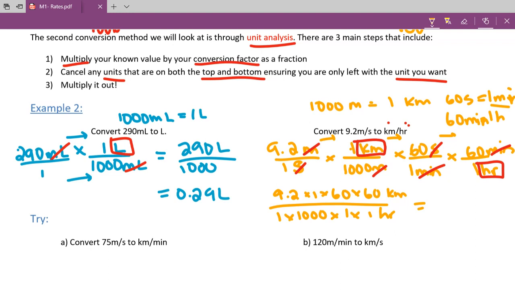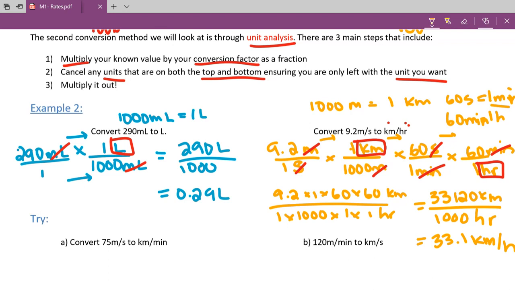When I multiply those all together, I get 33,120 kilometers for every 1,000 hours that passes, and that's a very long trip. But if I divide by 1,000, that turns into 33.1 kilometers an hour. All right, so we turned meters per second into kilometers per hour by changing both of those units.